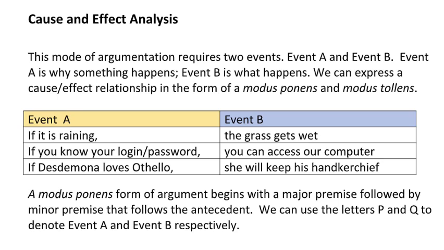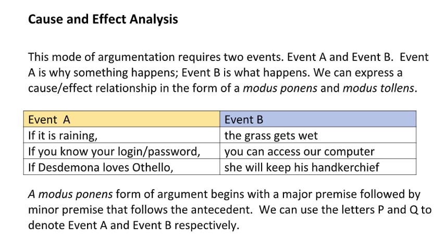If it is raining, the grass gets wet. Event A precedes event B. If P, then Q. If you know your login and password, you can access our school computer. If P, then Q. If Desdemona loves Othello, she will keep his handkerchief. If P, then Q. So thus, a modus ponens form of an argument begins with a major premise, followed by a minor premise that follows the antecedent or preceding event. We use the letters P and Q to denote event A and event B respectively.